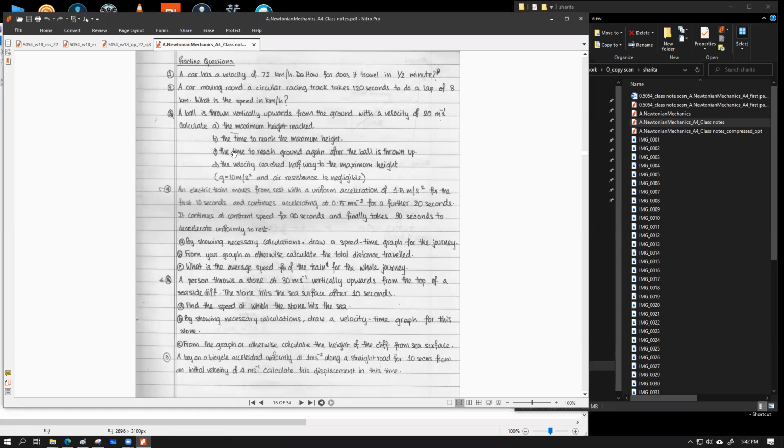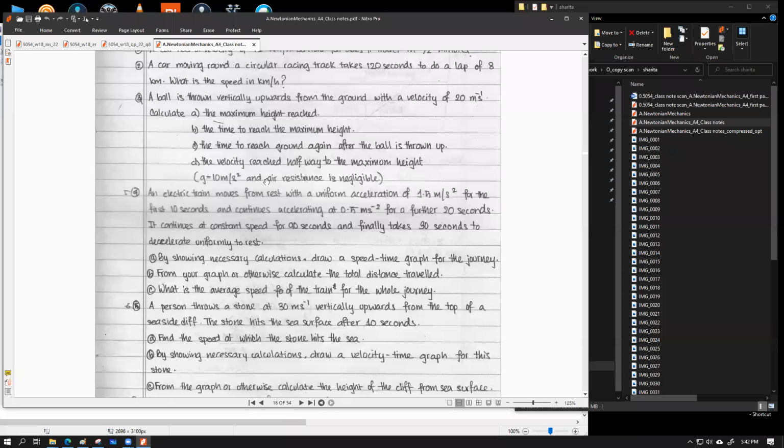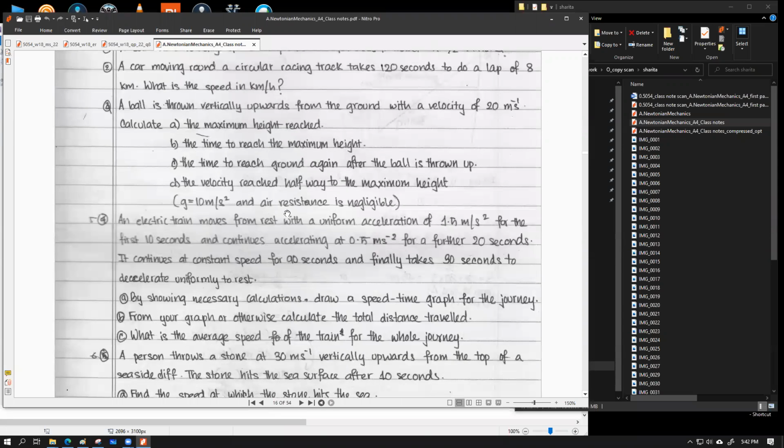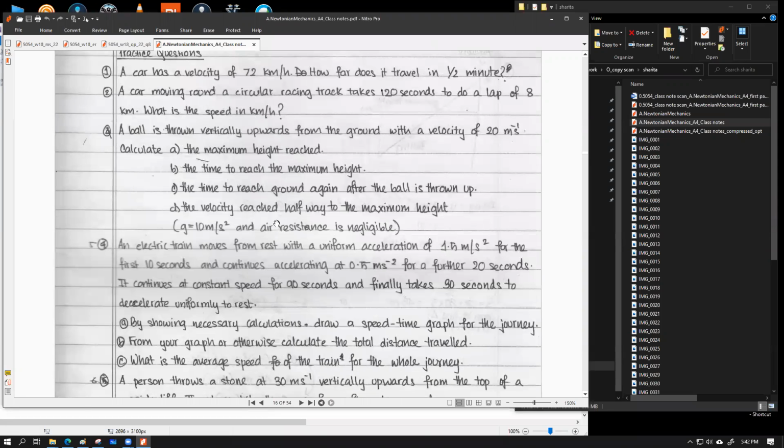So we're gonna continue from the solution. D number. The velocity reached halfway to the maximum height.